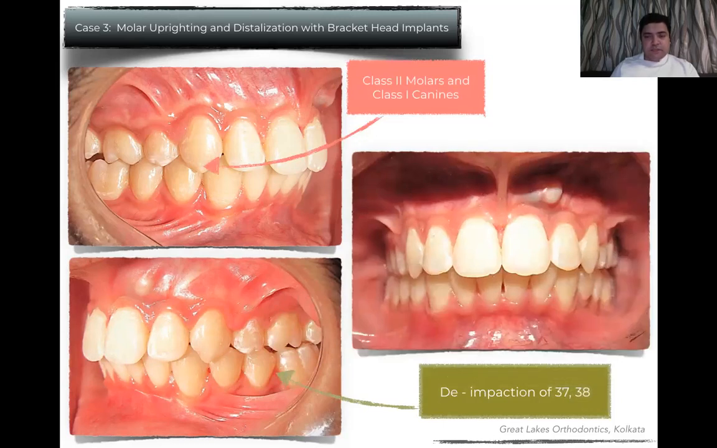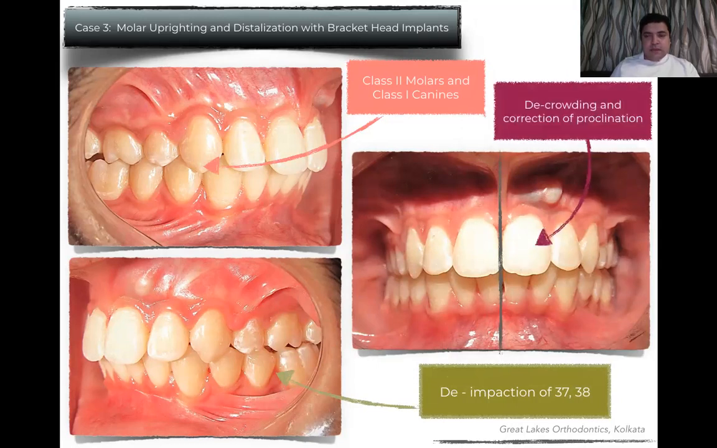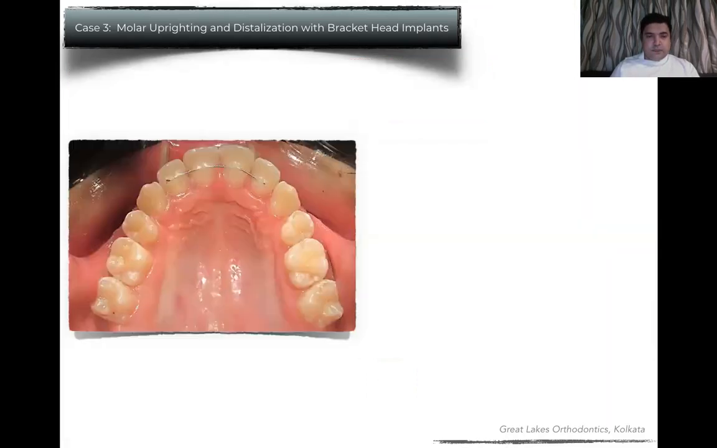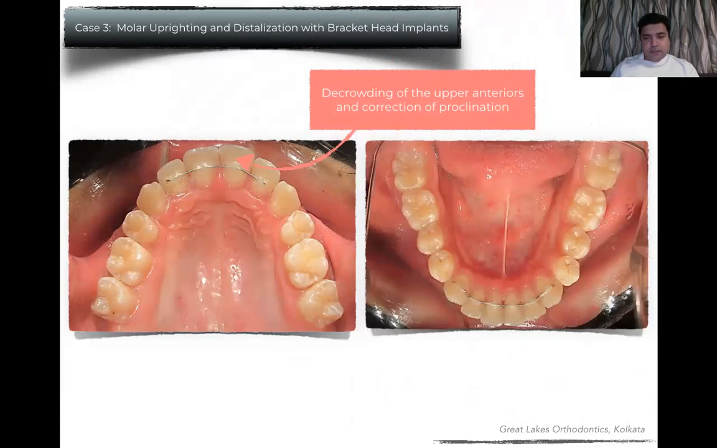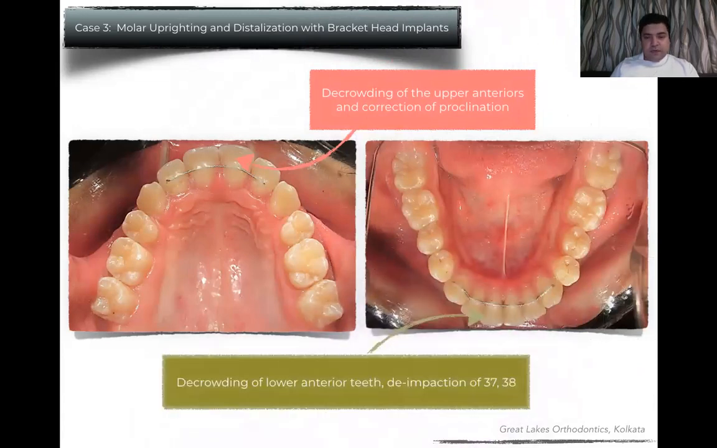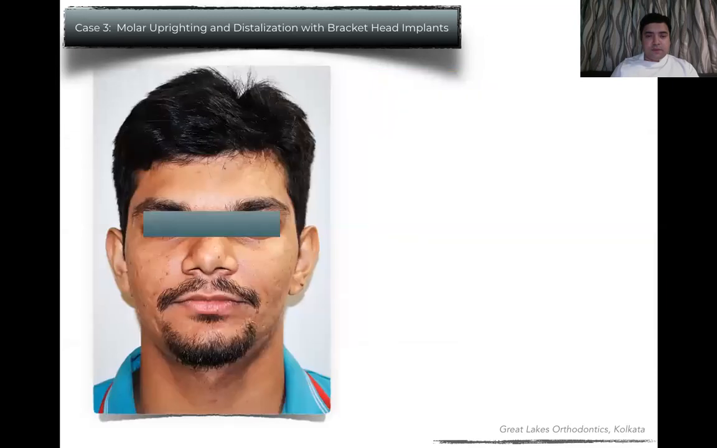From the frontal aspect, the overjet is completely gone. The midlines are absolutely perfect. And the correction of proclination and crowding, which was the main objective or the chief complaint of the patient. From the occlusal perspective, we know that all the space closure has been done and proclination and crowding has been corrected in the upper arch, apart from the crossbites and the crowding in the posteriors, which was there. In the lower arch, decrowding of the lower anterior was done and de-impaction of 3.7 and 3.8 was done, which was the toughest part of this treatment.